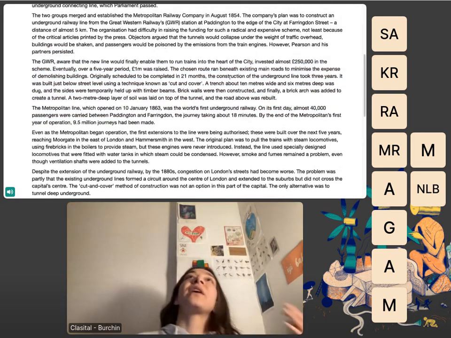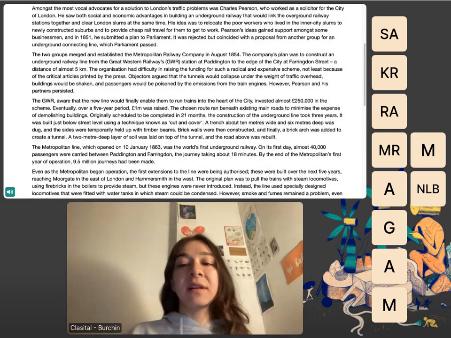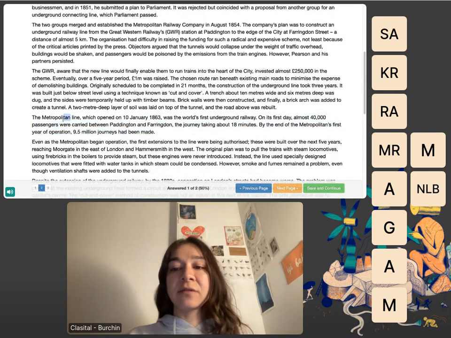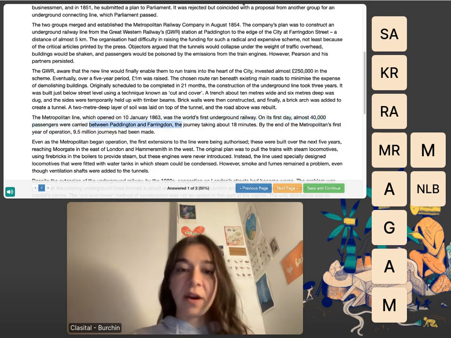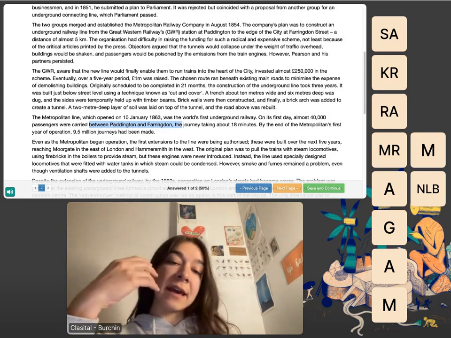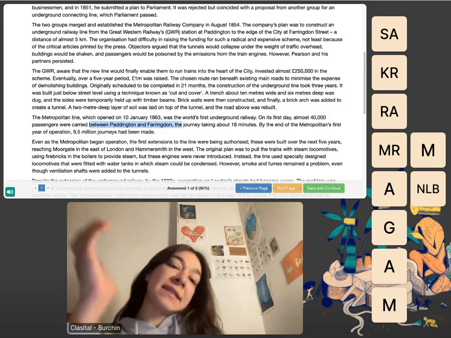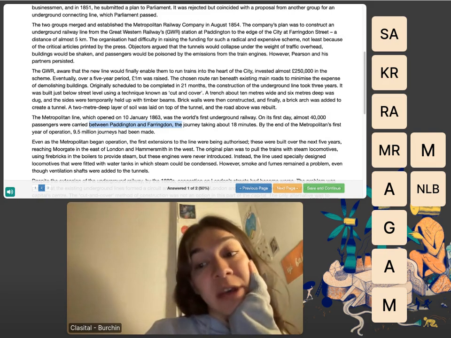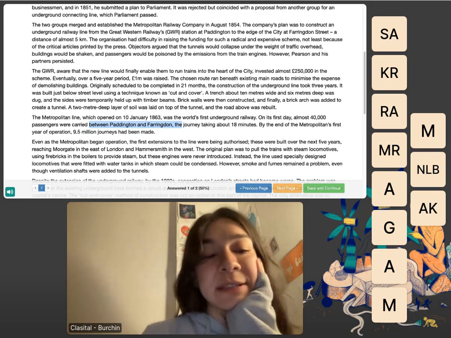It should be like they were predicting like 20,000 people will travel that day, but 40,000 people were carried between Paddington and Farrington. So if I was given any information about their prediction, I would have a say on this, but now I don't have any information, any evidence about their prediction, so it is not given.